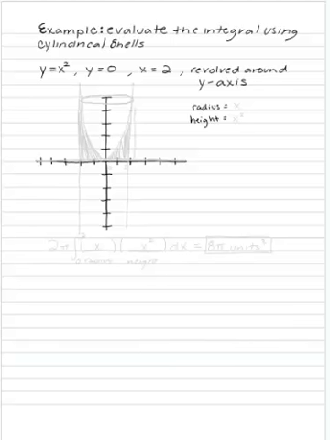First, you're going to start by drawing all the graphs. So first we're going to draw y equals x squared. Then we're going to draw y equals 0, and then x equals 2. And the area that this is bounded by is right here. Sorry, this is the line y equals 0, not the y-axis.